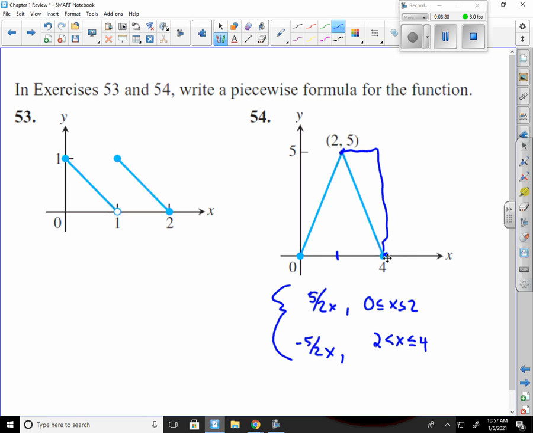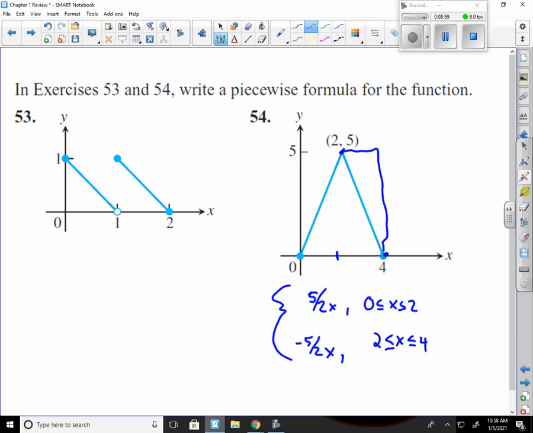Stops at 4. It's a closed dot here, and a closed dot here. So I know I have greater than or less than or equal to here. This one I just put less than, but it could also be a less than or equal to, and definitely less than or equal to 4 because of the closed circle.